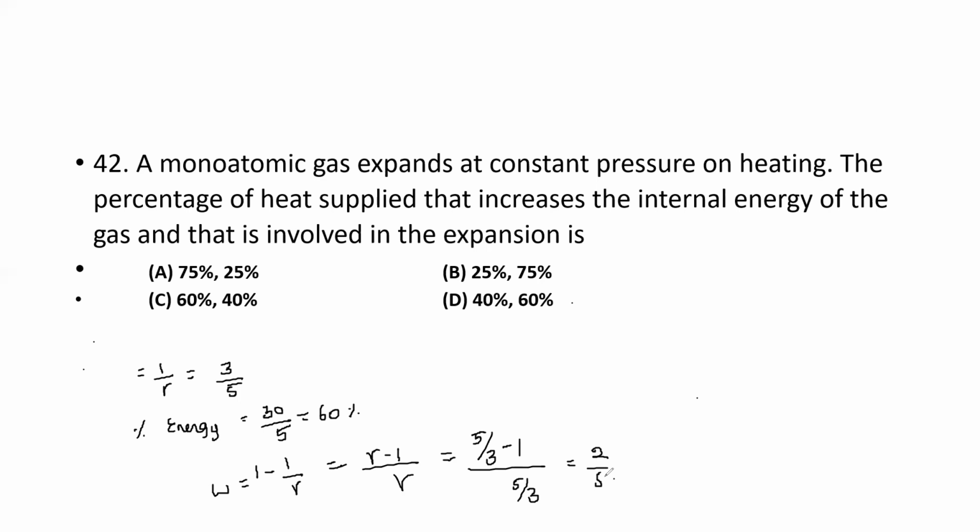What they have asked is the percentage. So percentage is written as 2 by 5 into 100, which is nothing but 40%. The percentage energy for internal energy is 60 and the work done percentage is 40, that is 60 and 40. Option C is the right option.